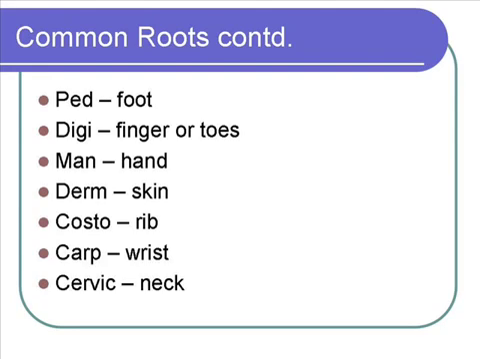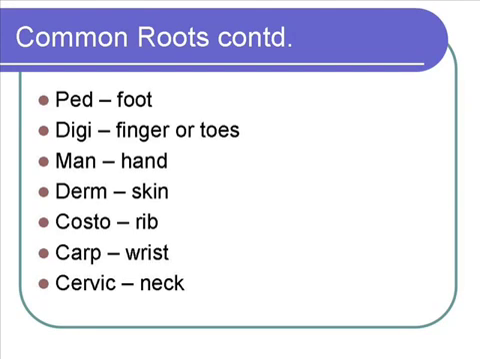Derm, meaning skin. An example of that would be epidermis, the outer top layer of your skin that's visible. Costo, meaning rib. You can have intercostal muscles, right? Those are the muscles located within or in between your ribs. Carp, meaning wrist. Oftentimes people who type all day long or use the computer a lot suffer from carpal tunnel syndrome, right? And that's a problem within their wrists.